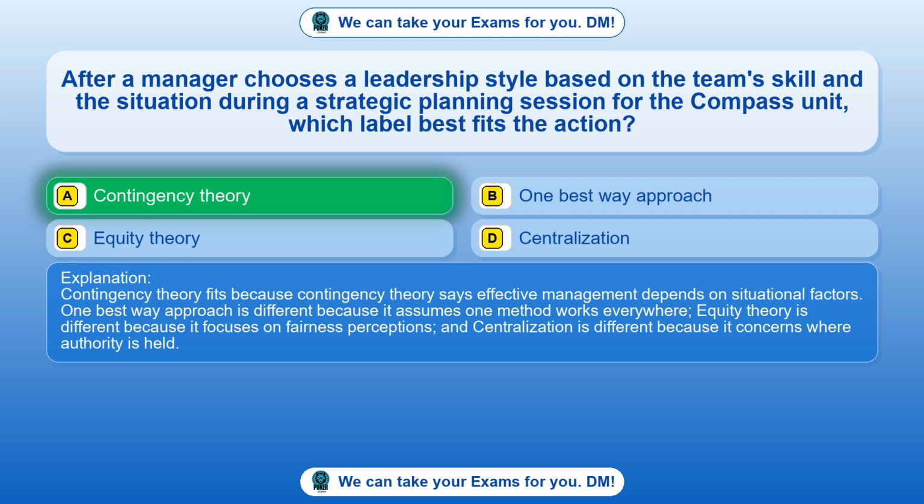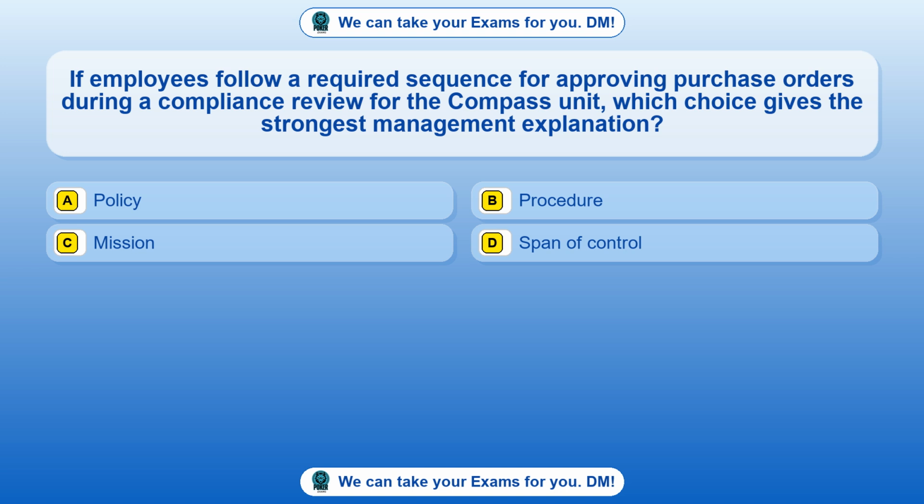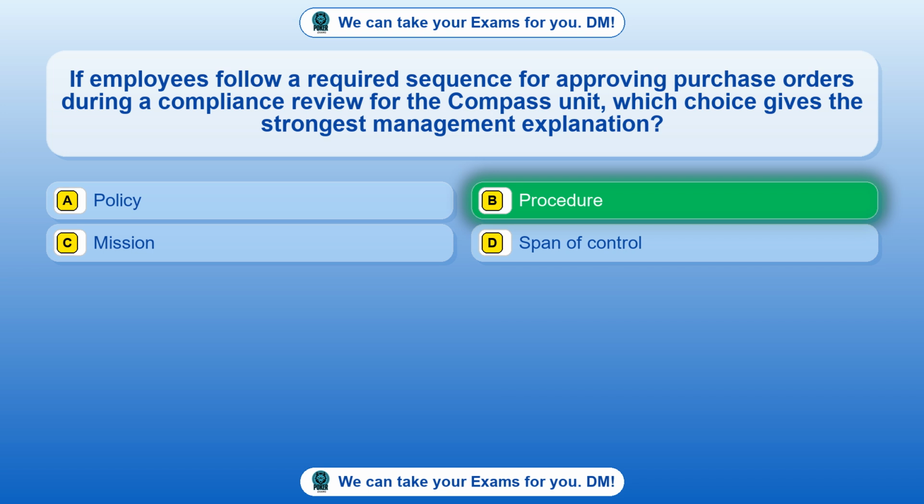held. Question 27. If employees follow a required sequence for approving purchase orders during a compliance review for the campus unit, which choice gives the strongest management explanation? Option A, policy. Option B, procedure. Option C, mission. Option D, span of control. The correct answer is option B, procedure.